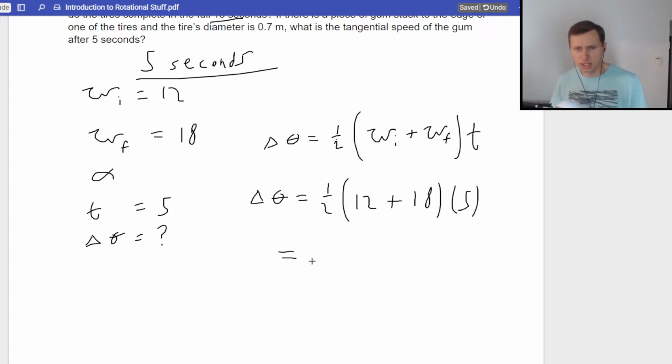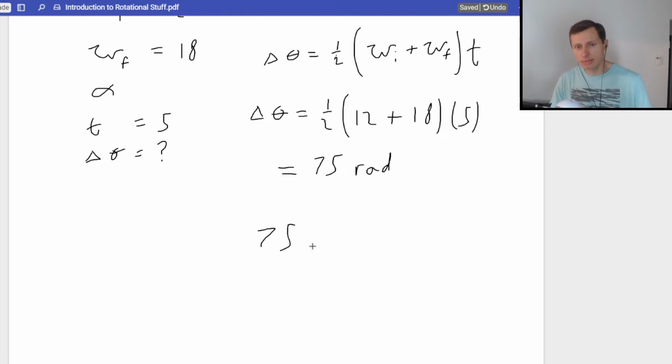12 plus 18 is 30. 30 divided by 2 is 15. 15 times 5 is 75. And that's, again, radians. Now, we were asked to solve for revolutions, as is very common. I'm not just doing that to be annoying. It's very common to ask for revolutions, not radians, so I just want us to get in the habit of doing that, because it happens so often. So 75 radians.